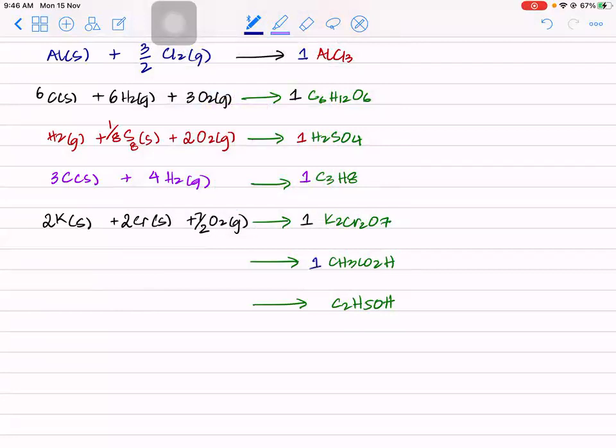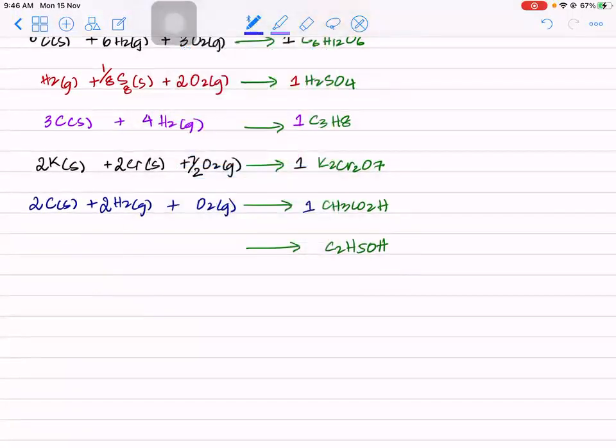CH3CO2H, how much should we form? 1 mole. Ethanoic acid. It's made of what? Carbon, which is solid, hydrogen, which is gas, and oxygen, which is also gas. How many carbons do we have? 2. So we'll put a 2 here. How many hydrogens do you have? 4. So you'll put a 2 here. How many oxygens do we have? 2. It is already balanced.